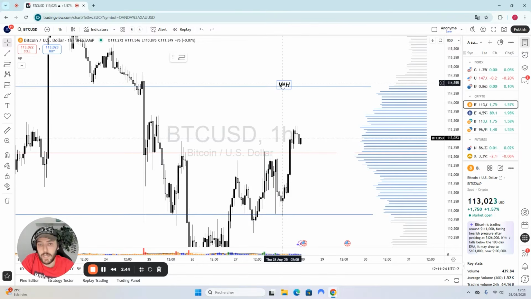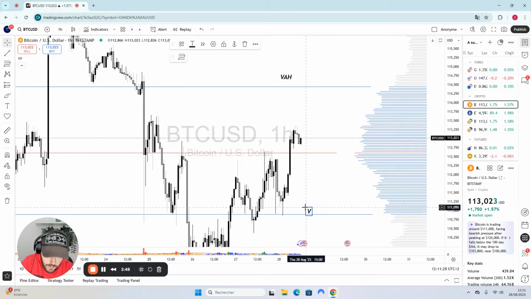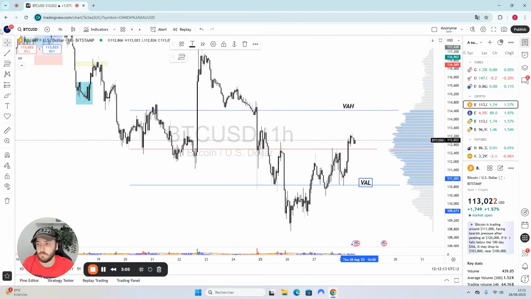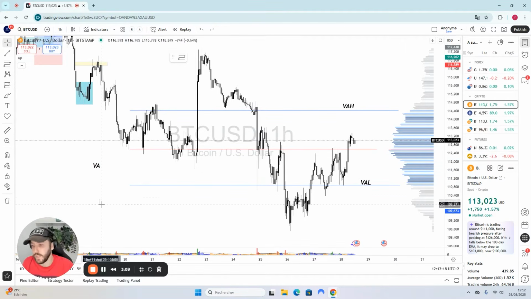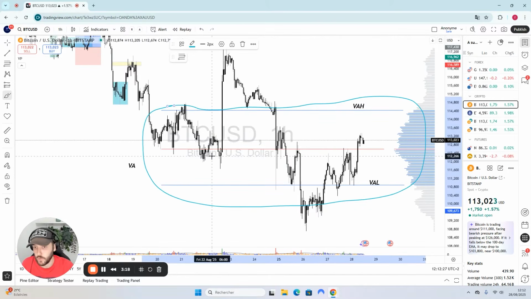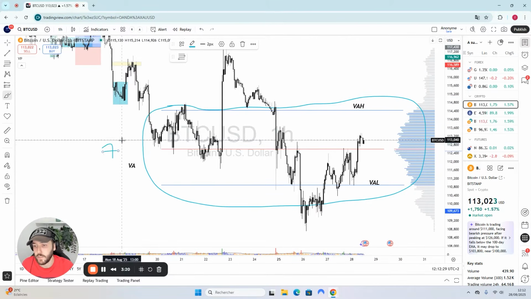This is the VAH, and just under you have the VAL. You can see there is a kind of range in which most of the volume will happen. The whole range is called VA, and it's for value area. This is where you want to trade mostly. This is where everything happens and where you want to remain because volume is concentrated, around 70%.